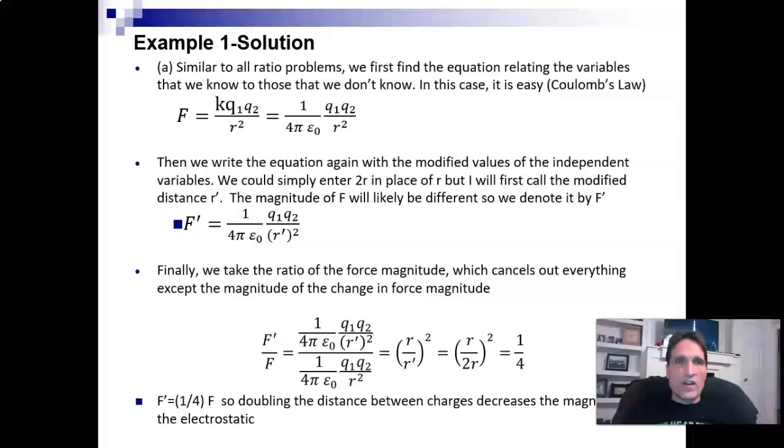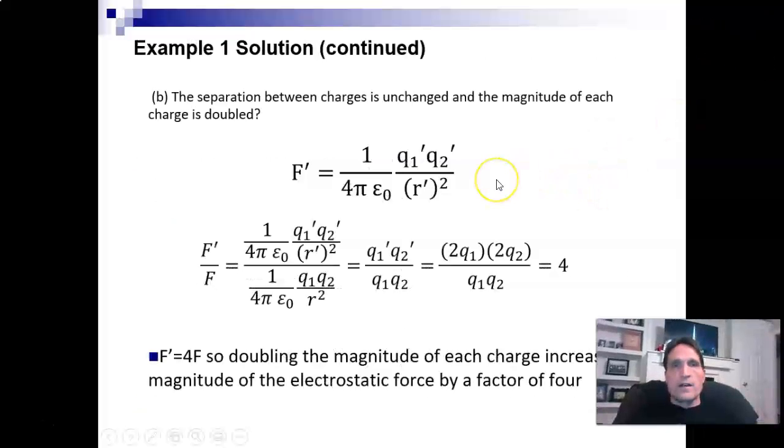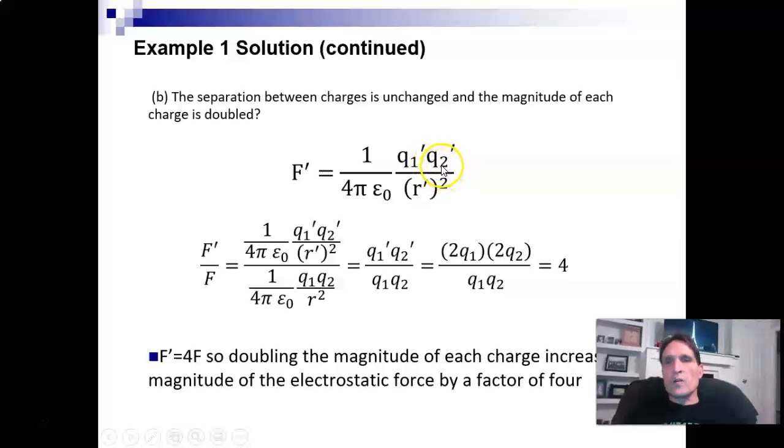So we're going to do the same ratio problem. Okay. We're going to write the equation a second time. Only here we're going to have a new value of Q1, and we're going to have a new value of Q2. So I'm denoting these by primes, and the result will probably be a different magnitude of the force. So we're going to denote that by F prime. Okay. R is going to be the same. That's a typo, so we need to leave R alone. And so when we take the ratio, if R prime is equal to R, these R squares cancel, all the constants cancel, and we're left with just the ratios of the charges.